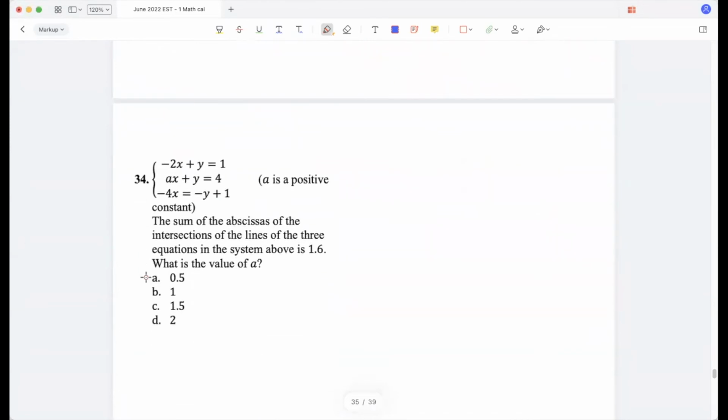The sum of the abscissas of the intersections of the lines of the three equations is 1.6. What is the value of A? Okay, so minus 2x plus y is 1 and minus 4x plus y is 1 and ax plus y is 4. Okay.